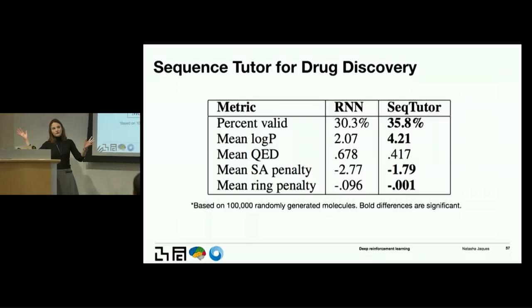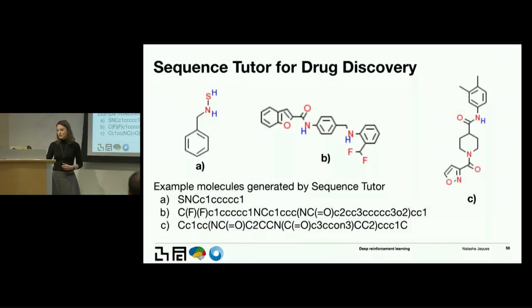So in drug discovery, it works, yay. Comparing to your baseline RNN, we see a higher percentage of valid molecules. The molecules that are generated have higher log P score, better synthetic accessibility, and we also added a ring penalty based on prior work for having too many carbon rings. I might be forgetting this, but it also improved on that. So that's nice, but what's really exciting is that it's kind of unsurprising that the reinforcement learning would improve on the metrics it's optimizing, but you can't tell from these metrics whether it's spamming CCC, and we see that it's not. So these are some example molecules generated by Sequence Tutor, and they look more like real molecules in the data, and so we're excited about that.